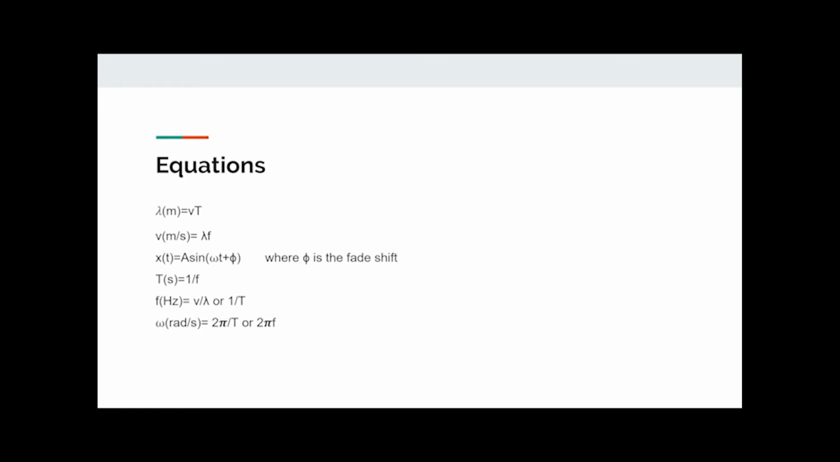We also have period, which is 1 over frequency. As you can see, these are also interchangeable with the frequency equations I have here, which is 1 over period. Another frequency equation we have here is wave speed over wavelength, so velocity over lambda. Our last one is our angular velocity, which is omega equals 2 pi over the period, or 2 pi times frequency.